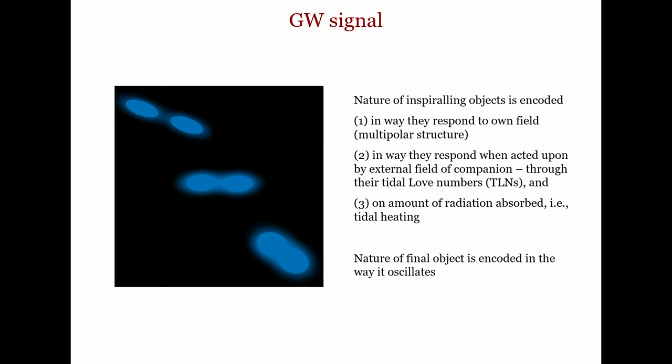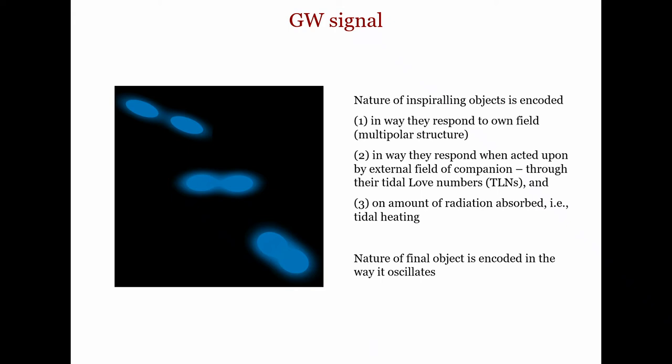But let me tell you what you can do, okay? So you have two objects, they're inspiraling. As you saw in the neutron star case, they are going to tidally deform one another. So one of the things you can do is, let me see how much black holes distort one another. You can compute this for the Earth. It was done 100 years ago by a guy called Love, okay? And Love quantified the deformation of bodies using something that we call tidal Love numbers.